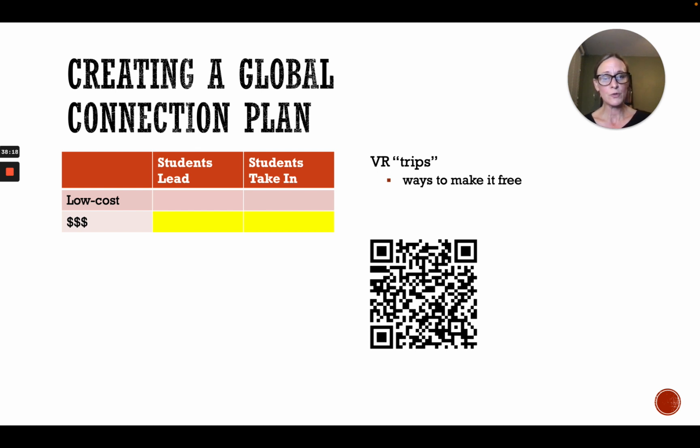So using virtual reality systems set up in your media center is an excellent way to make travel free. I really like using them with novels and readers. So wherever the novel or the reader takes place, I like to send students a couple at a time up to the media center where our media specialist helps them travel to different places that are in the reader and see them in what feels like 3D.